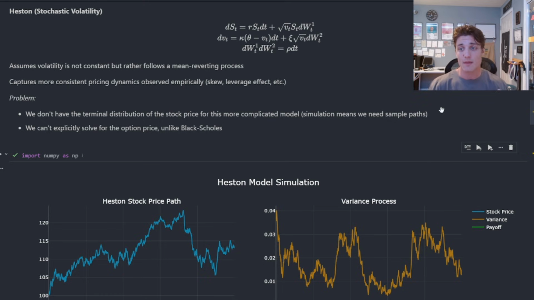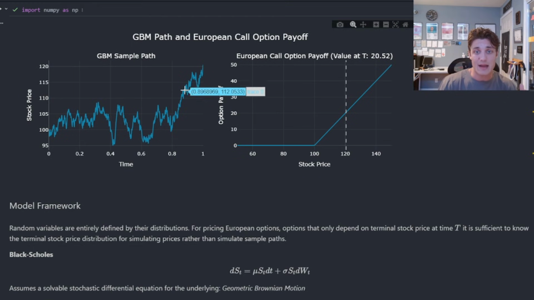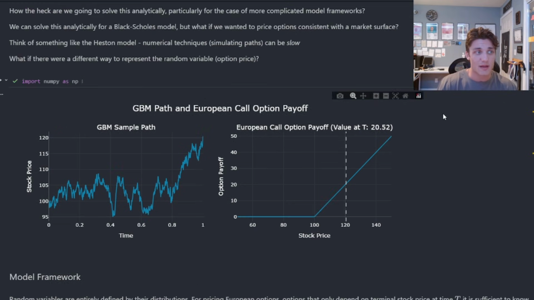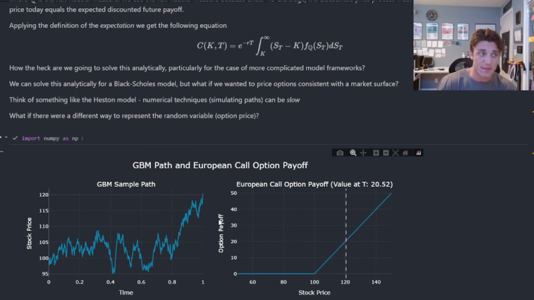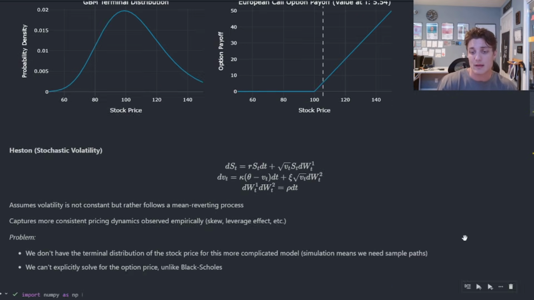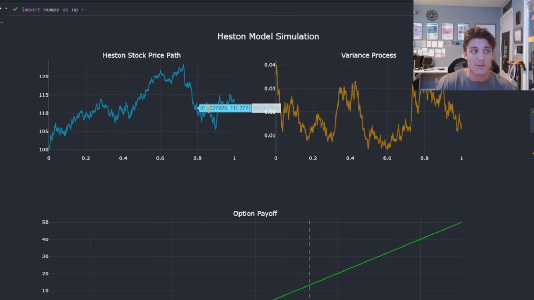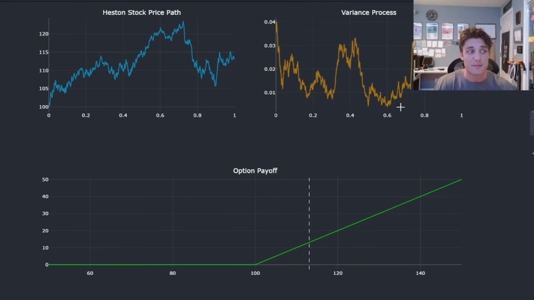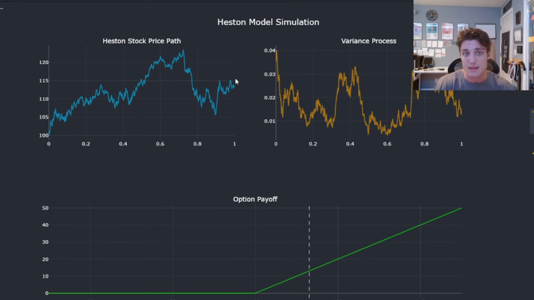So what do we do? Well, just like above here, can't we just simulate paths and then take the average payoff? Can't we just solve this equation numerically by simulating? Yeah, of course we can. That's always an option. And that's actually exactly what I do here. I have a stock price path, I have a variance process path, and I have the corresponding payoff based on where the stock price ends.